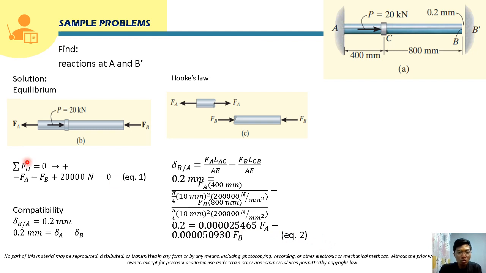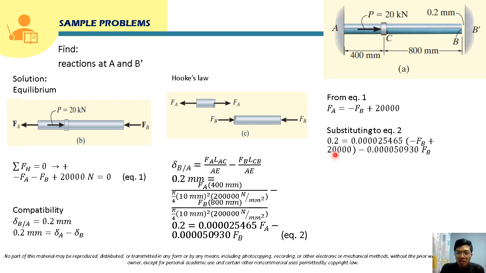Using equation 2 and equation 1, we can now solve the two unknowns. From equation 1, the value for FA, class, is negative FB plus 20,000. This is in Newton, just to be consistent with our units. We can substitute this FA into equation 2. Substituting that, what will happen here, class? 0.2 equals 0.000025465 times FA, which is negative FB plus 20,000, minus 0.000050930 FB. The unknown here is FB, so we can solve for FB.